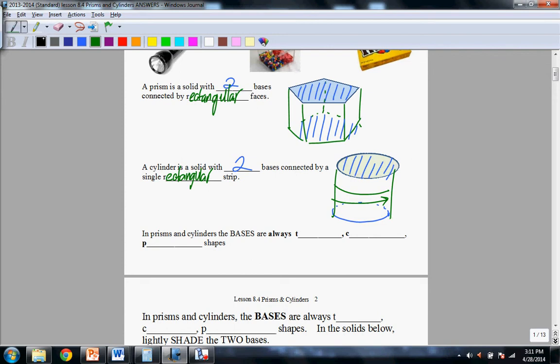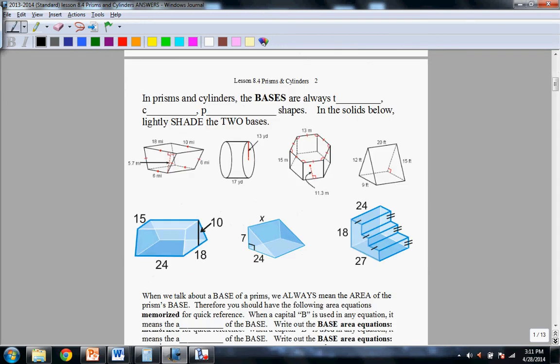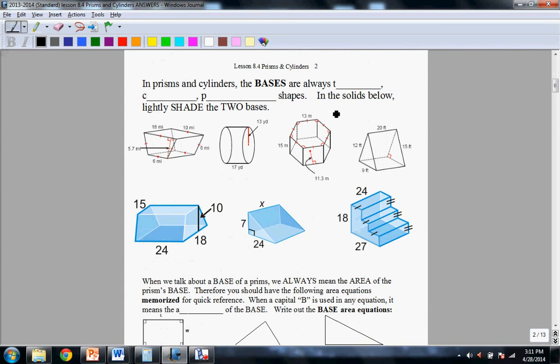In a prism, these two bases always have these three qualities. One, there's two of them. Two, they are congruent. Three, they are parallel. So for example, these two bases, they're congruent, they're parallel, and there's two of them. In the prisms and the cylinders, the bases, there are always two of them. They are congruent, and they are parallel.